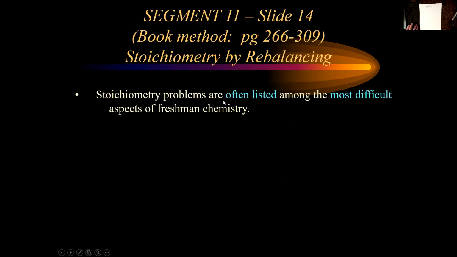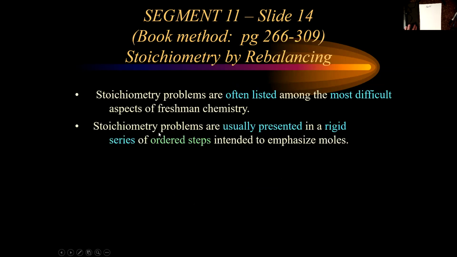Now, I told you stoichiometry problems are often listed as the most difficult aspects of freshman chemistry, and it's partly because of the way it's presented. It's usually presented in a rigid series of ordered steps. Typically there are 3 steps. You have to do step 1 before you can do step 2, and step 2 before step 3. And you have to get step 1 right before you can get step 2 right, and steps 1 and 2 right before you can get step 3 right and get the problem right.